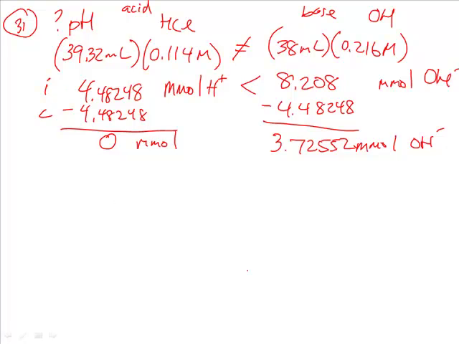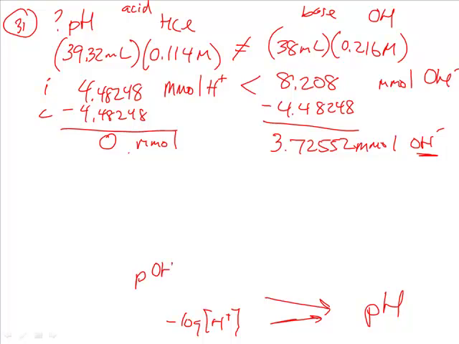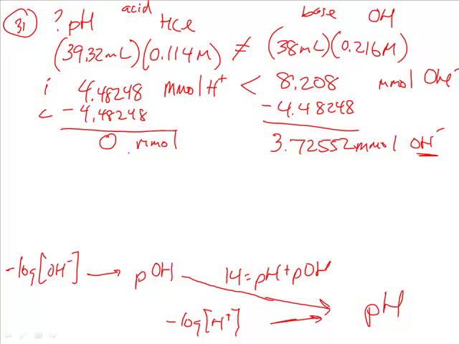To find the pH, that's where we want to get to. To find pH, we know there's a couple different ways of finding pH. One is the negative log of the hydrogen ion. But in this case, there's 0 hydrogen ions, so the hydrogen ion isn't very helpful. Instead, we use the hydroxide. To get to pOH, we use the negative log of the hydroxide concentration. And then to get from pH to pOH, the equation is 14 equals pH plus pOH.